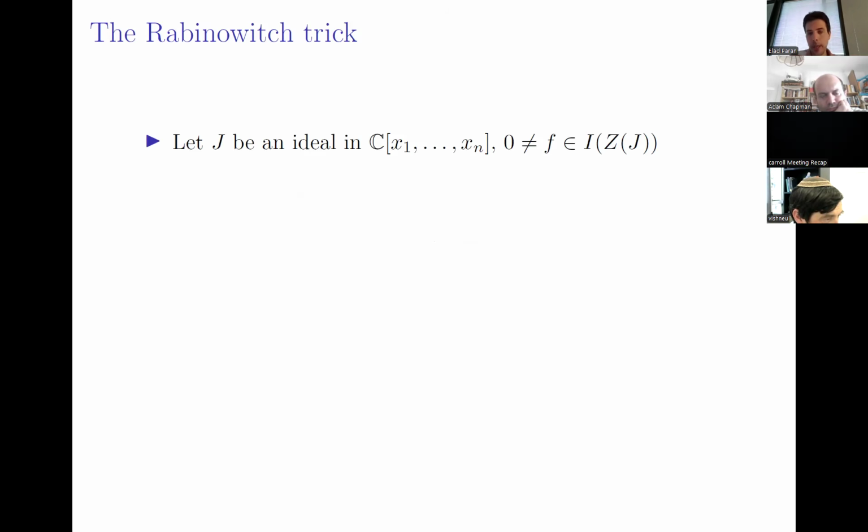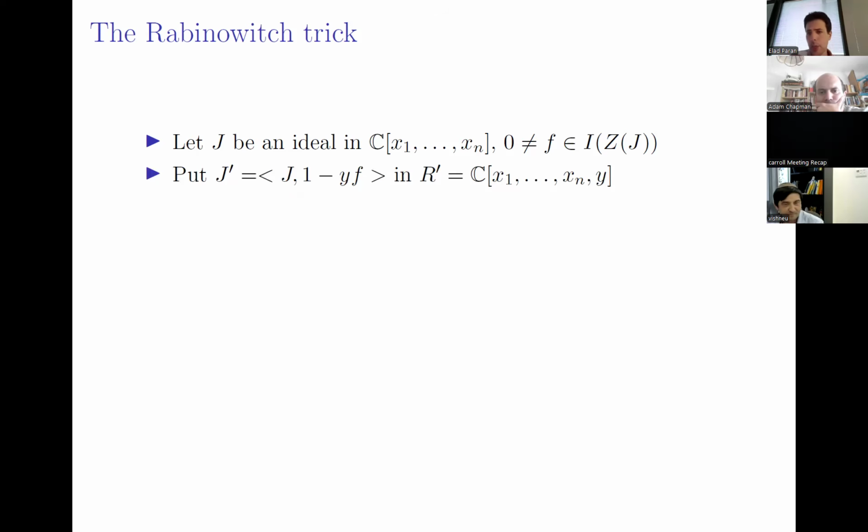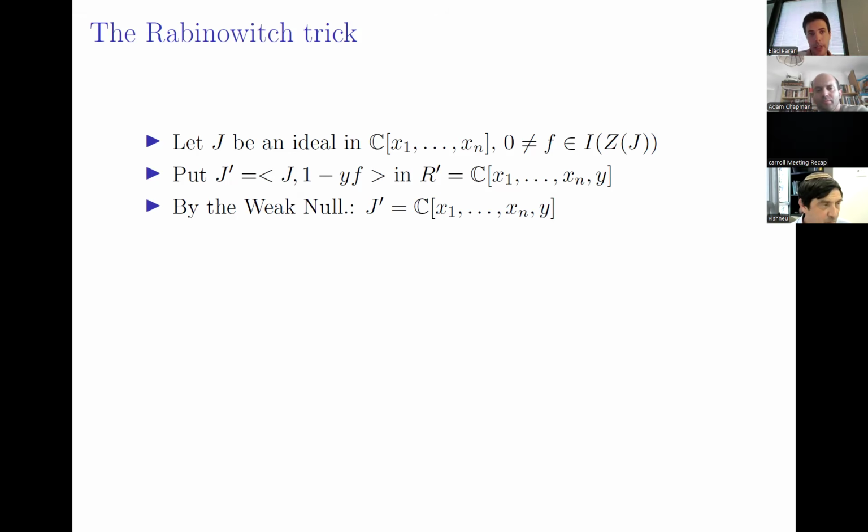You consider an ideal J in this ring, and you take a non-zero polynomial f that vanishes everywhere on Z of J. We want to show that this f belongs to the radical of J. So the trick is to extend to a higher dimension. We add one variable y, and then we consider the ideal J' generated by the elements of J and 1 minus yf, in this ring R', which is obtained by adding one variable. Now, by the definition of this polynomial f, it is immediate to see that there is no common zero to the elements of J'. And hence, by the weak version, we know that J' is the whole ring.